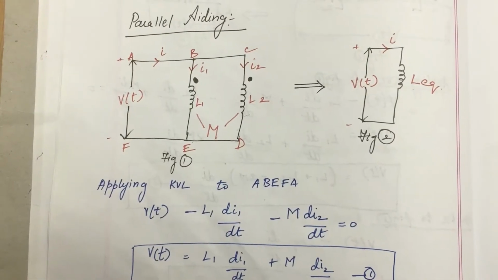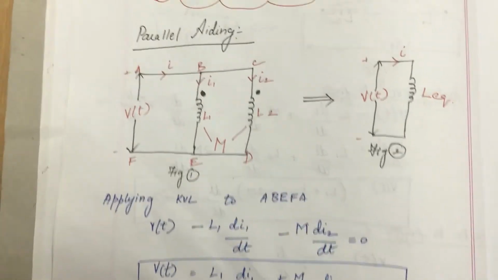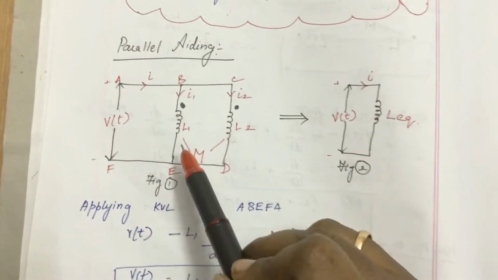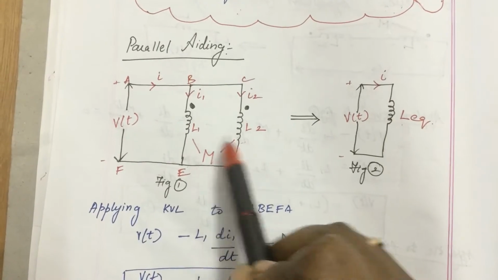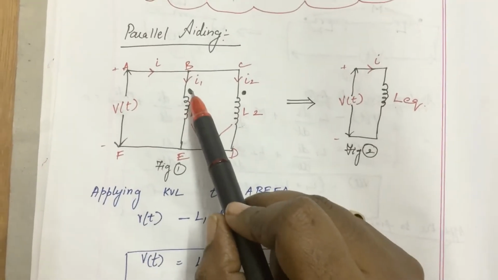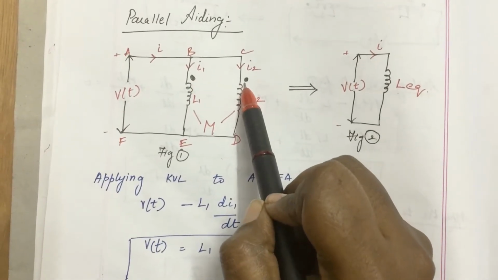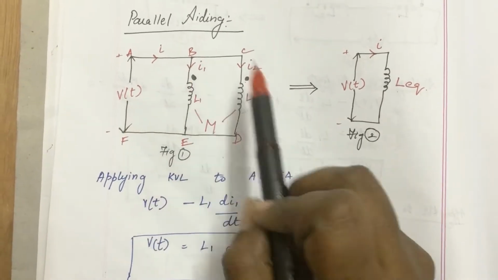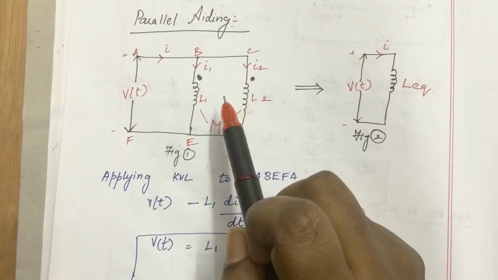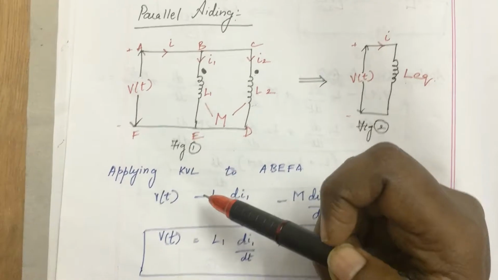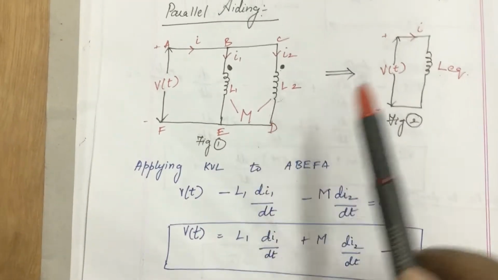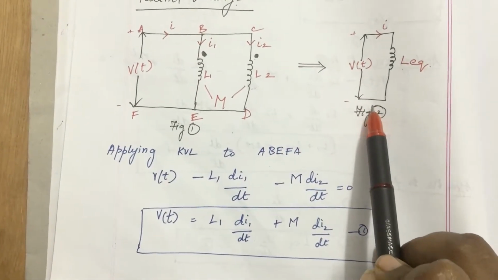Now let us see what is parallel aiding. Parallel aiding is nothing but two coils connected in parallel. Aiding means both the dots are placed at the entry level. We are going to apply KVL for this circuit and find the parallel aiding combination equation. So this is the equivalent circuit for this.